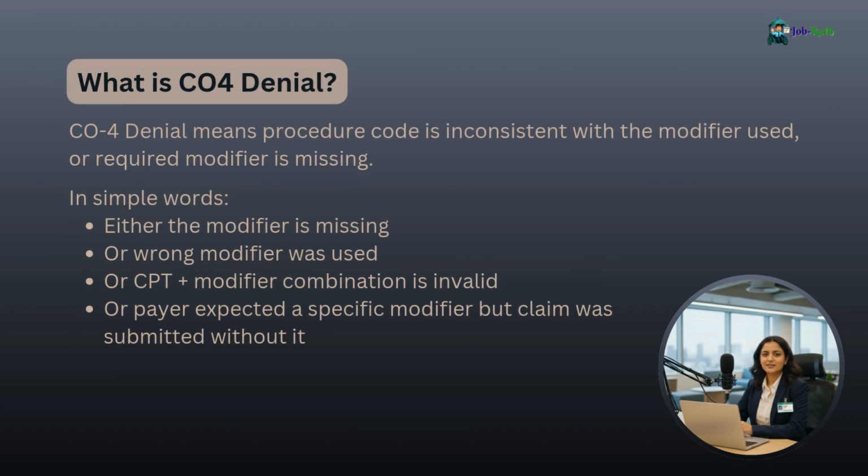CO-4 denial means the procedure code is inconsistent with the modifier used, or the required modifier is missing. In simple words, either the modifier is missing, or the wrong modifier was used, or the CPT and modifier combination is invalid, or the payer expected a specific modifier but the claim was submitted without it. This is a correctable denial and usually gets paid after proper correction and rebill.